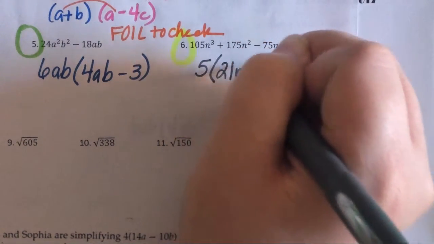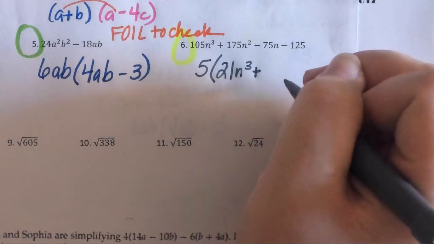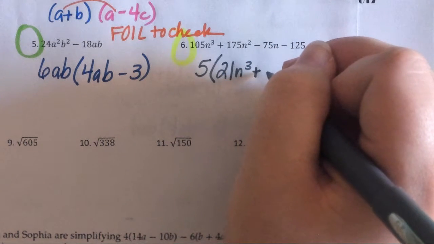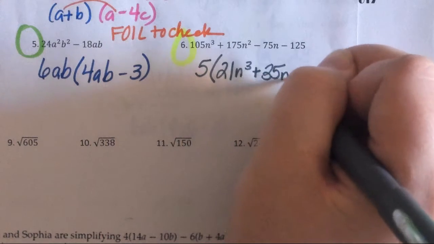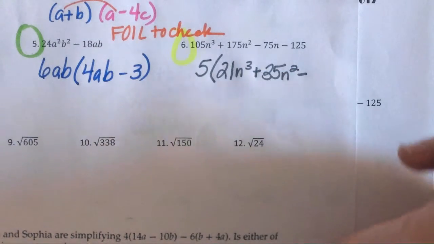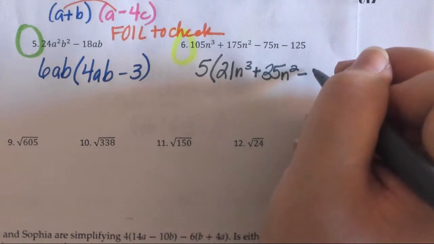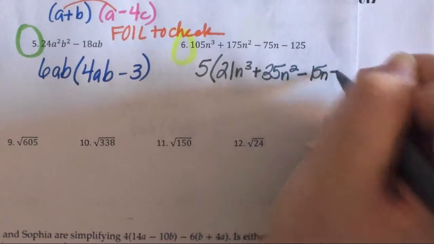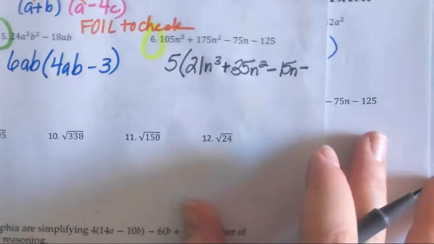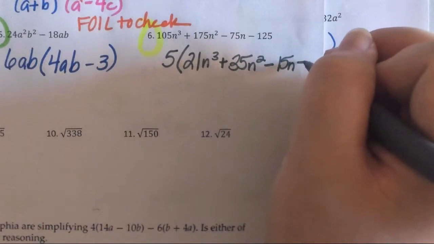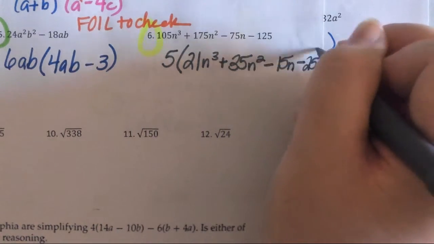21n cubed, and then what? 35n squared, and then what? 15n, and then what? 25. And your group can have a point for that.